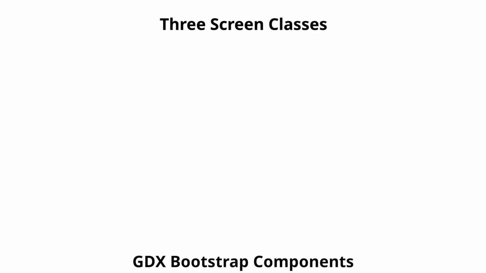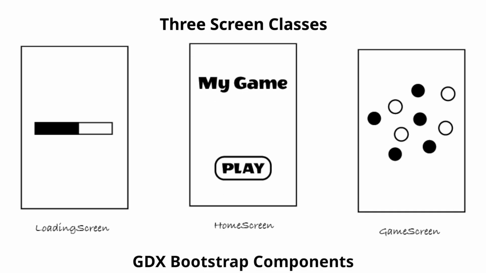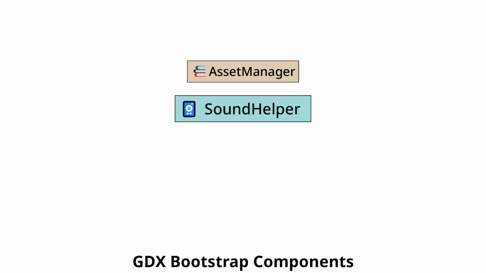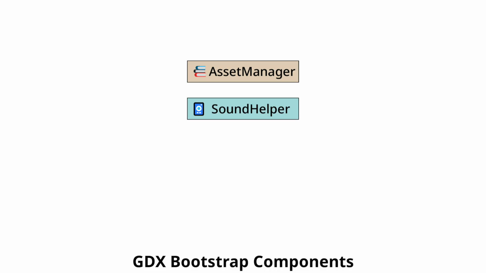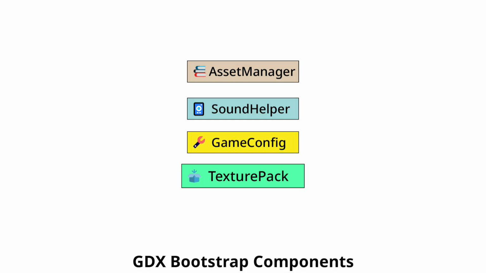First of all, you have three screen classes: a loading screen, a game screen, and a home screen. An assets manager class to load and retrieve your graphical assets. A sound helper class for audio loading and sound playback. A game config class to load and retrieve settings in JSON. And finally, a Gradle task to automate texture packing.